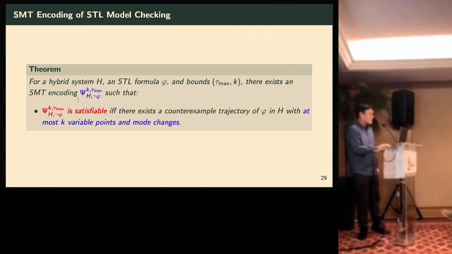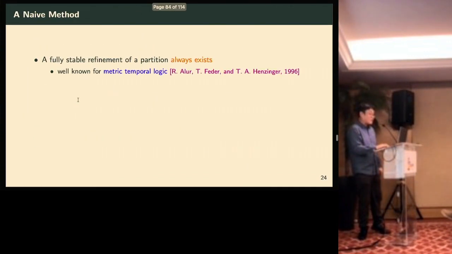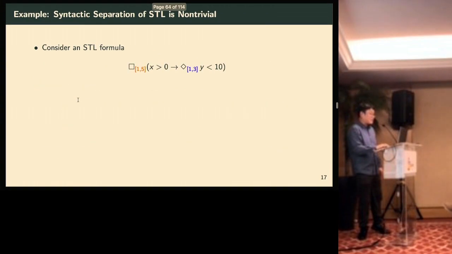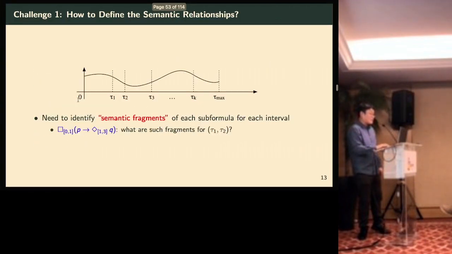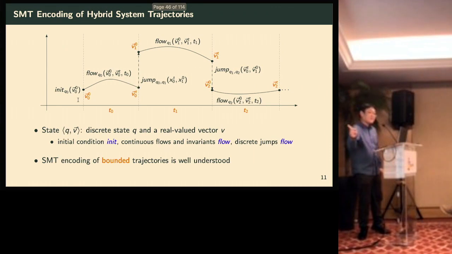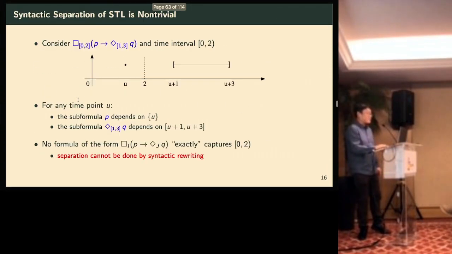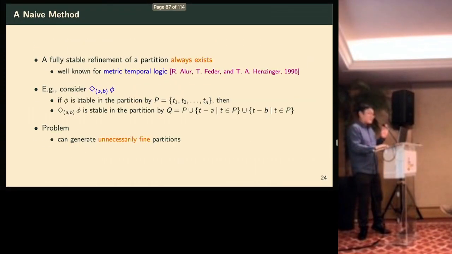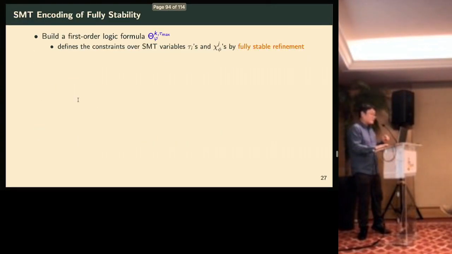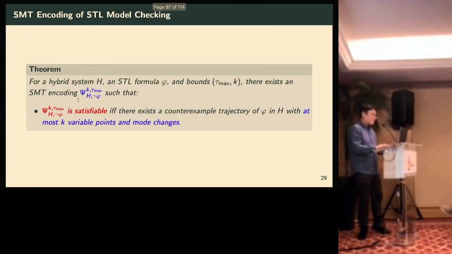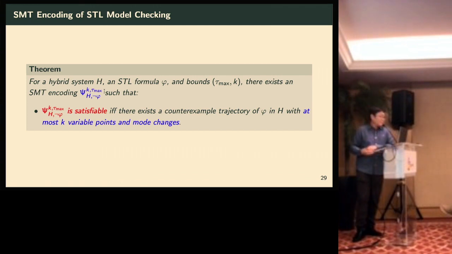So it's basically a conjunction of the typical encodings. I just briefly explain here: this is for the system encoding, and the encoding I mentioned for the relationship and also for stability. By taking the conjunction of them all, we can obtain this encoding, and this provides a reputationally complete encoding for the bounded STL model checking problem.